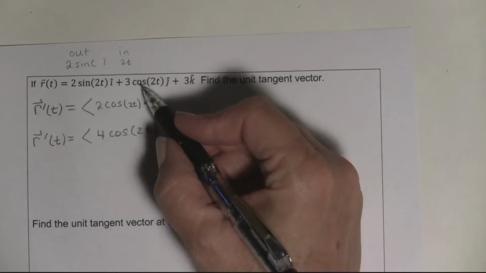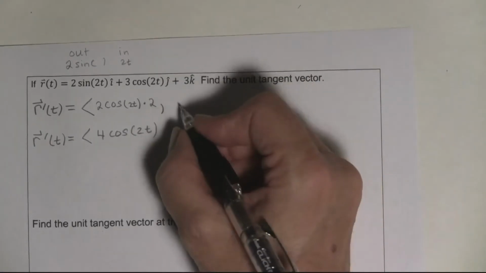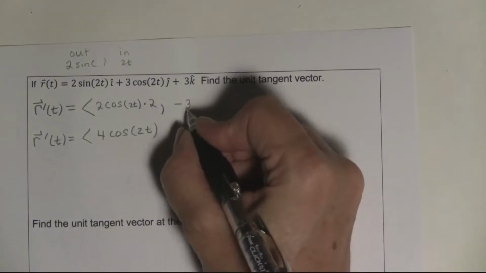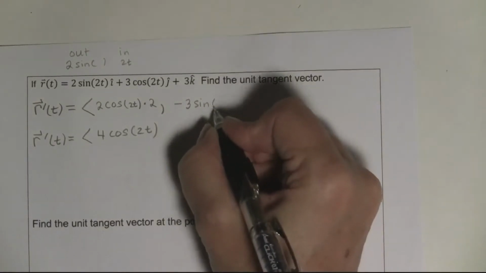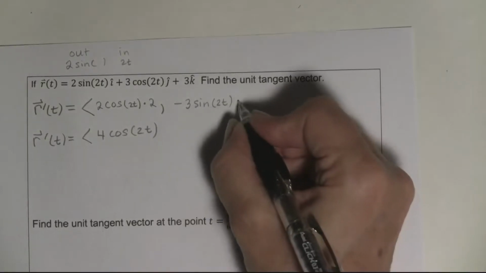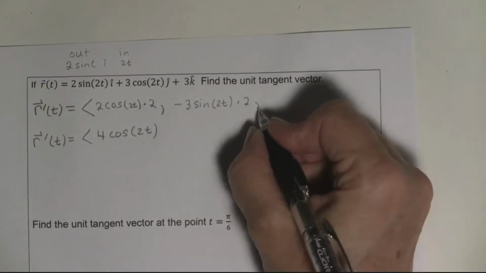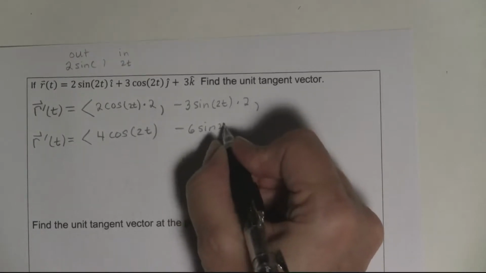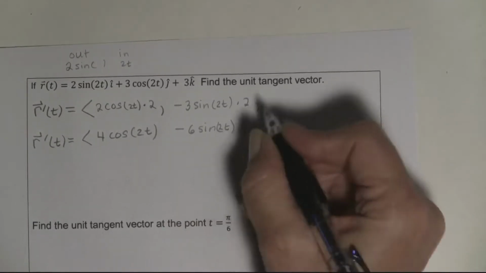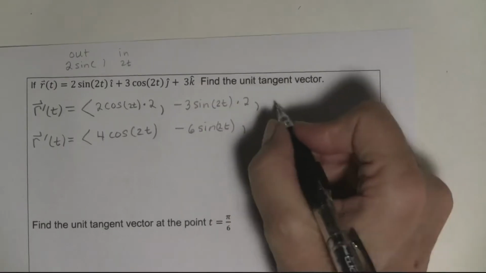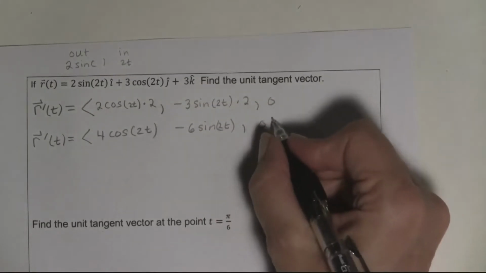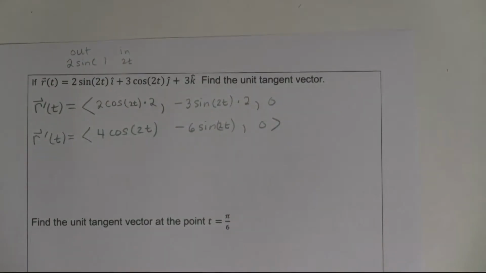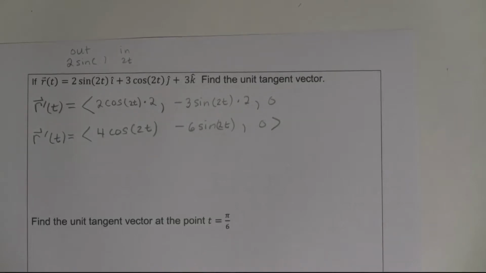So the derivative of cosine is equal to negative sine. So this is going to be negative 3 sine of 2t times 2, right, for chain rule. And so when I fix that up, it is negative 6 sine of 2t. And then the derivative of 3 is 0. I can't make it any more difficult than that. I can't make it tricky.